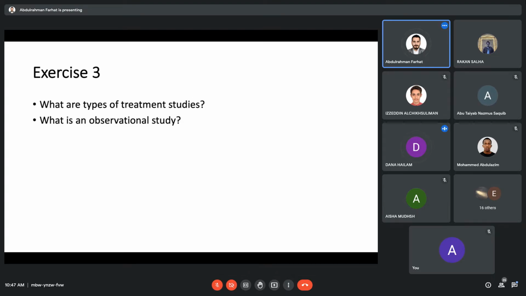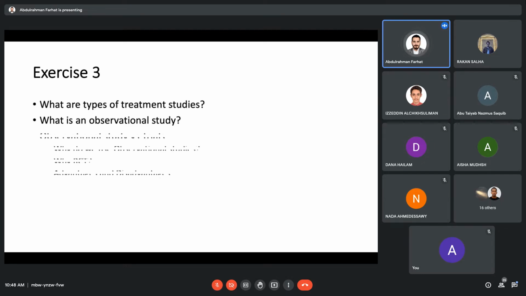The names of the observational studies can be, for example, case control study. Good, Dana. Cohort studies. Cohort, okay. And we have one more. Case control, cohort, and cross-sectional. Cross-sectional. Yes, very good, guys. Very good, Rakan. So that's observational studies that you tried to explain. Okay, good.